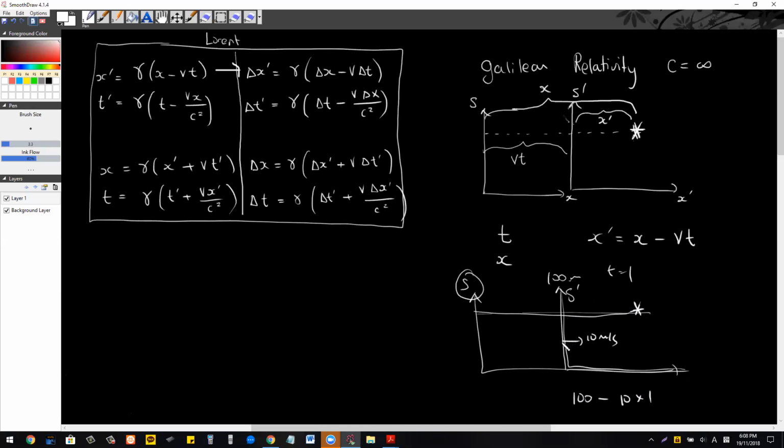Because he has moved 10 meters, 10 times by 1, he's going to observe this event to be 90 meters. So that's what this equation is all about.